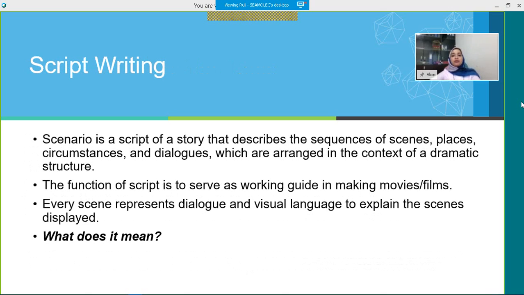When it comes to creating your own news video later, you will need script writing. You will need to write a script. Why? Because a script is a story that you can use to guide you in making a news report. A scenario or script is basically a story that describes the sequences of scenes, places, circumstances, and dialogues, which are arranged in the context of a dramatic structure. So the main function of a script, as I told you earlier, is to serve as a working guide in making movies or films.